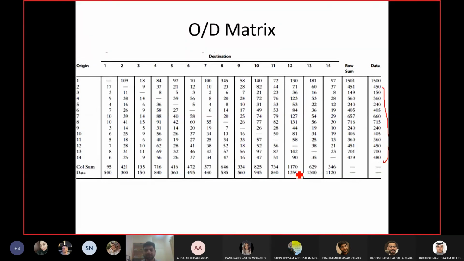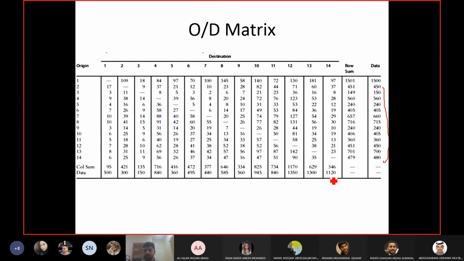Okay, and this is number of trips attracted. Column summations are known as number of trips attracted. So number of trips attracted are not balanced. Number of trips produced are balanced. Number of trips attracted are not balanced. Okay, so you have to make them balanced.